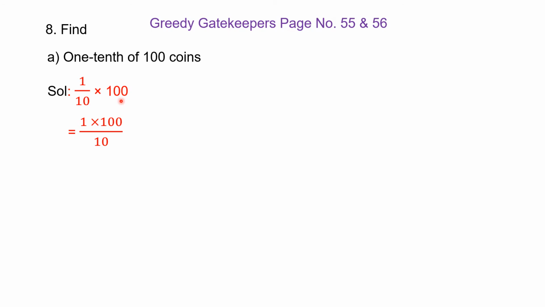Multiply the numerators. 1 into 100 divided by 10. 1 into 100 is 100. 100 divided by 10 equals 10 coins, because 10 tens are 100. Let us see the next problem.